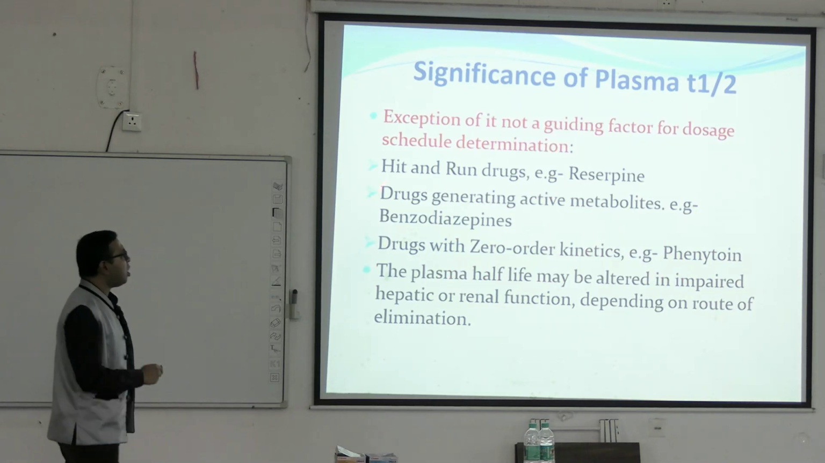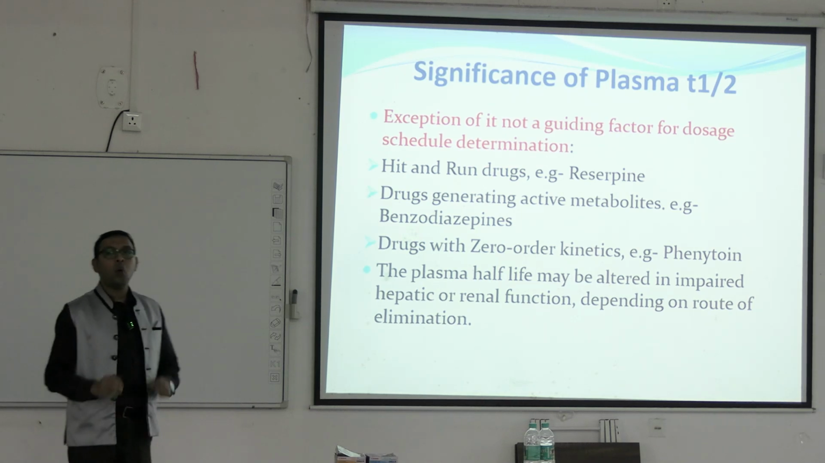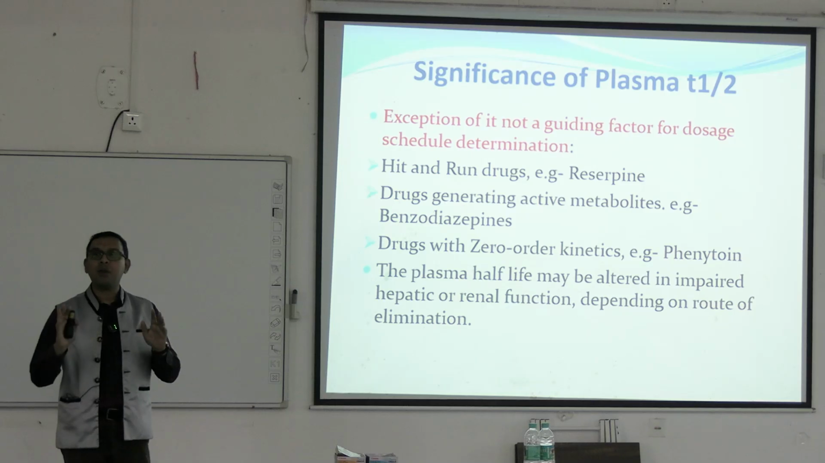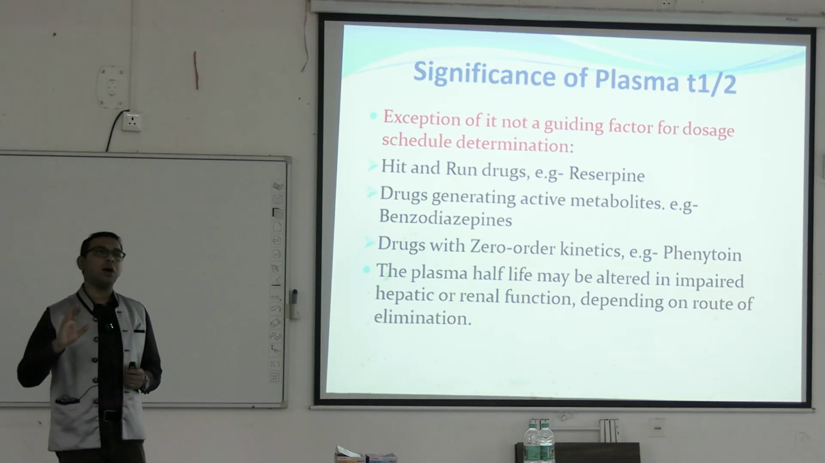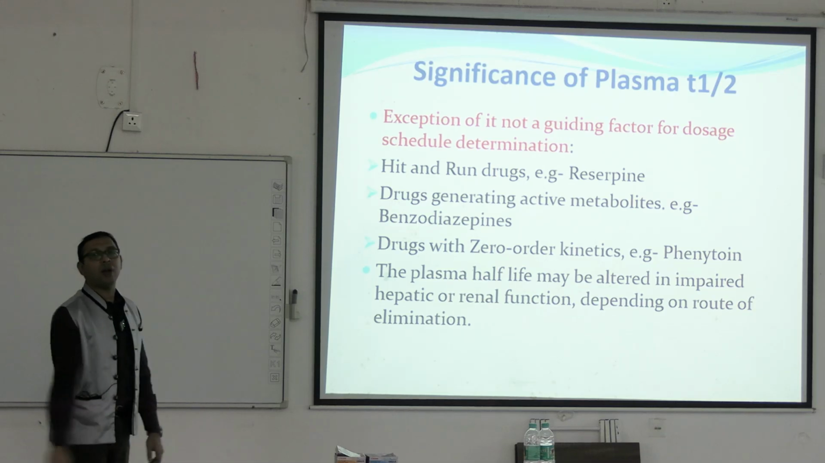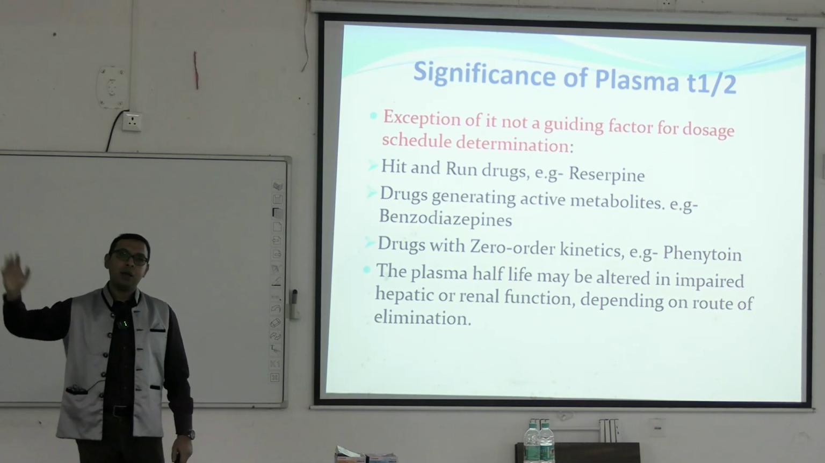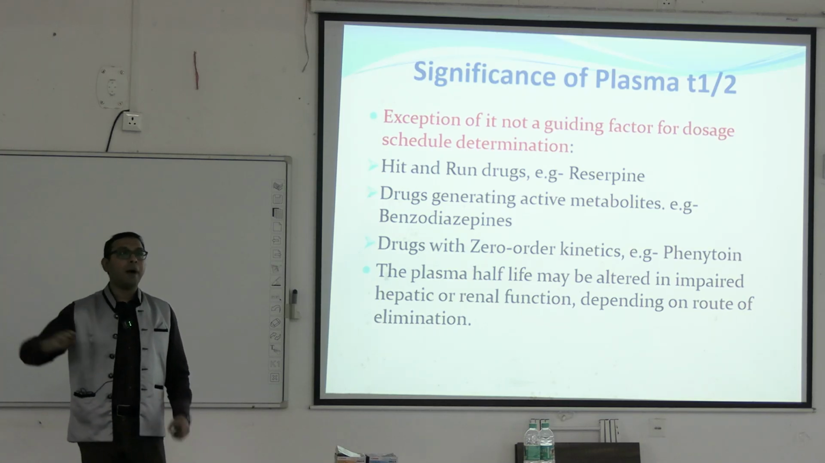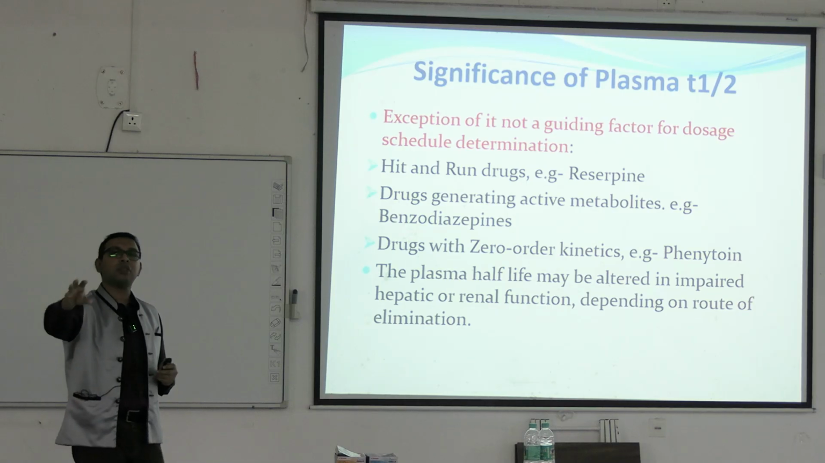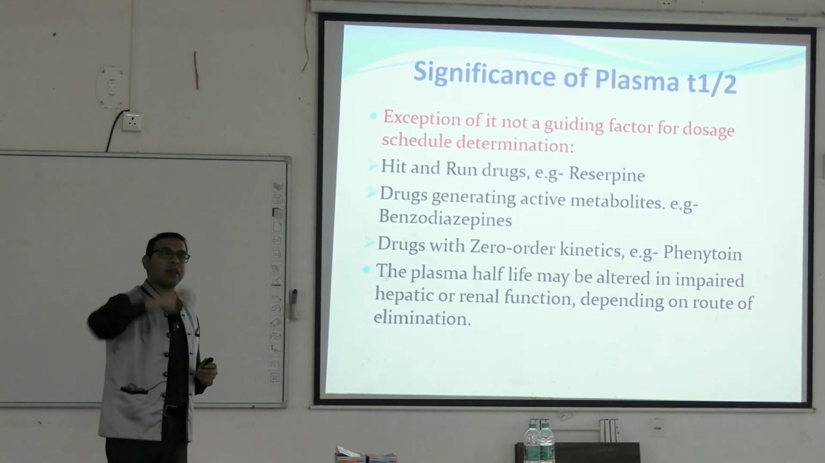Now the exceptions, where T-half is not a guiding factor for dosage schedule determination. These are cases where we cannot take the help of the half-life of the drug. In the case of hit and run drugs, the drug hits a target and is eliminated in due time, but the action of the drug is prolonged for a longer period. For example, the drug blocks some enzyme, and that enzyme needs to be synthesized over a long period for fresh action.